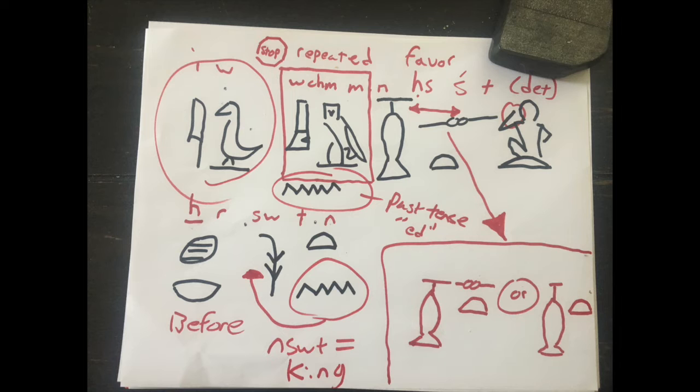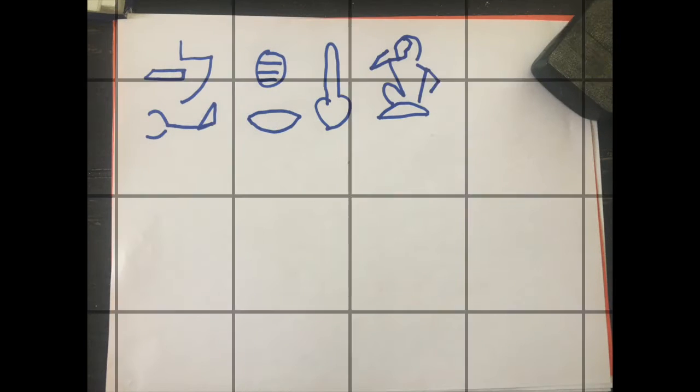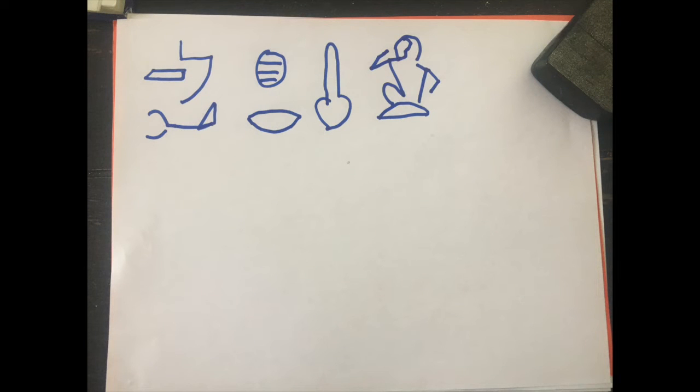Who did the repeating of the favor? Well, I did. Anytime there's not a subject, like the man repeated favor or the servant repeated favor, it's always I. All right, so let's look at another example of this elastic nature.